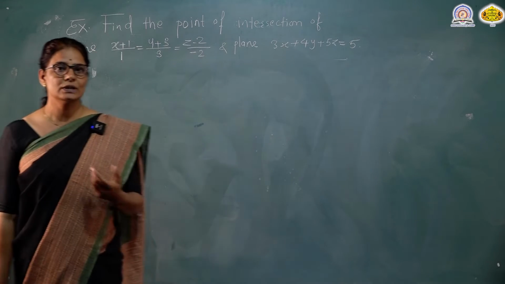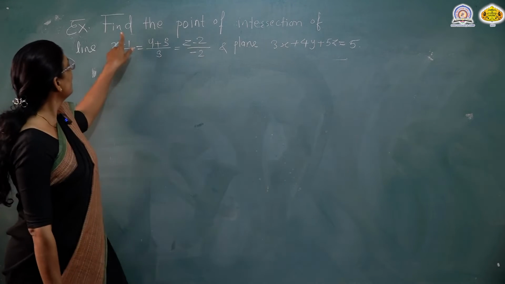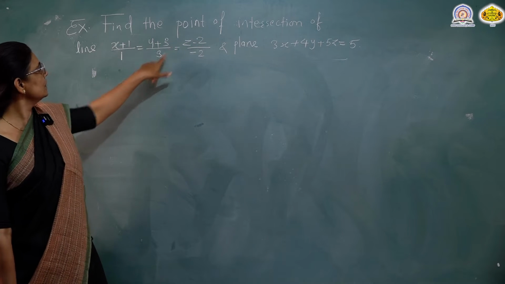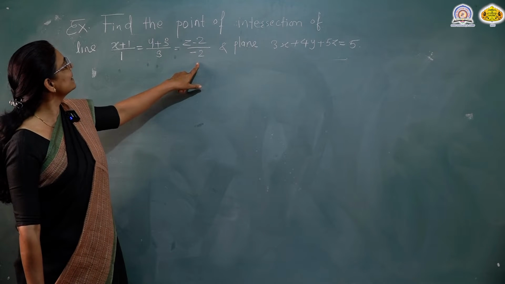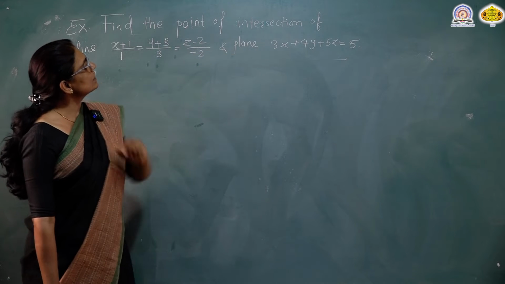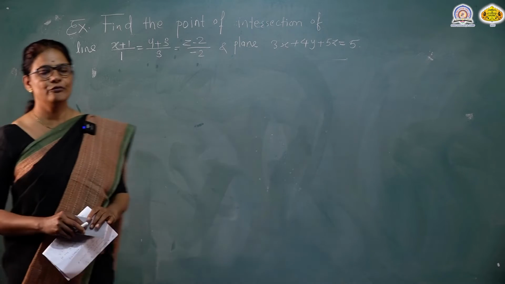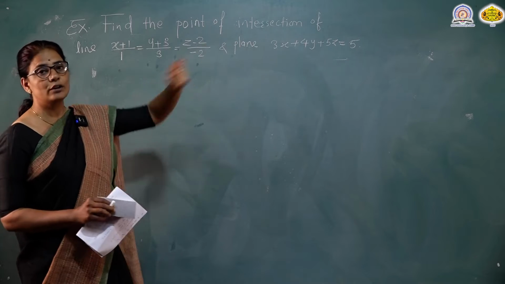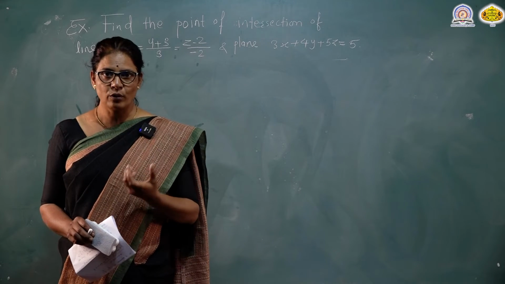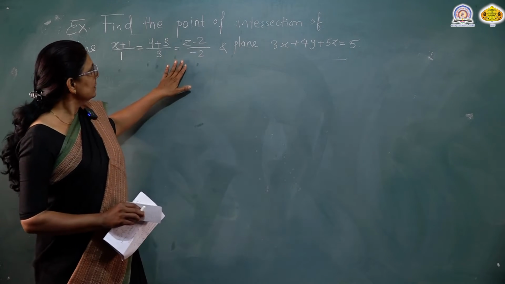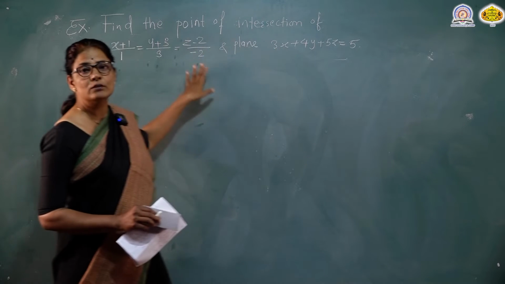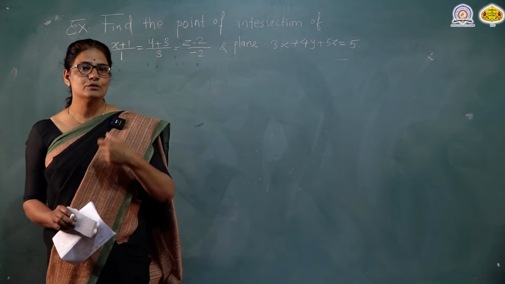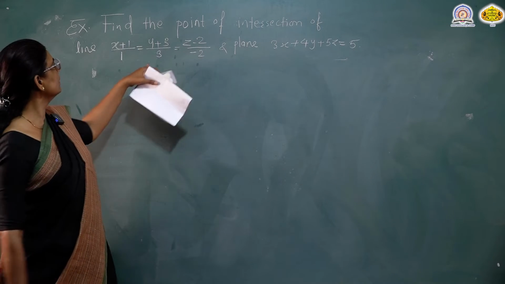So now let us try to clear all these concepts by using one example. Find the point of intersection of the line (x+1)/1 = (y+3)/3 = (z-2)/-2 and the plane 3x+4y+5z=5. To check whether the line intersects the plane or not, we find the arbitrary point of the line and then put the coordinates of the arbitrary point in the equation of the plane. So we get one equation in terms of that constant. So let us first find the arbitrary point of the line.